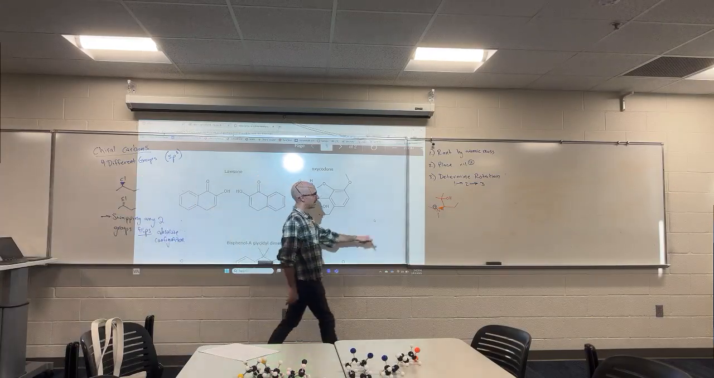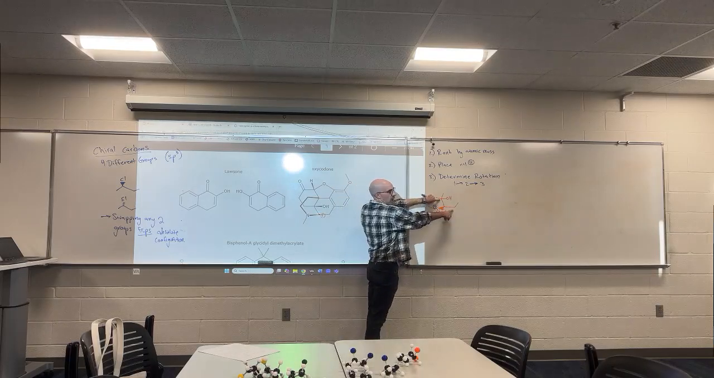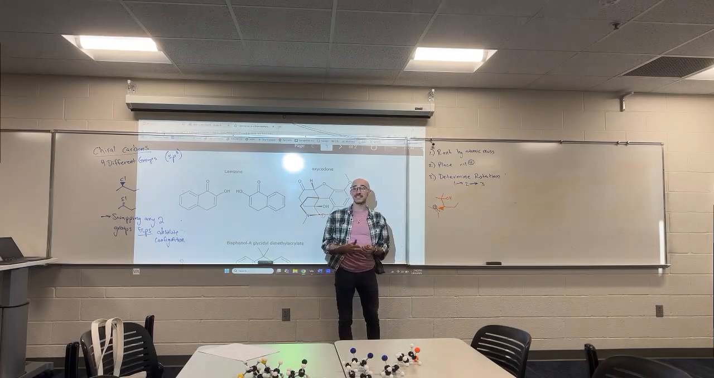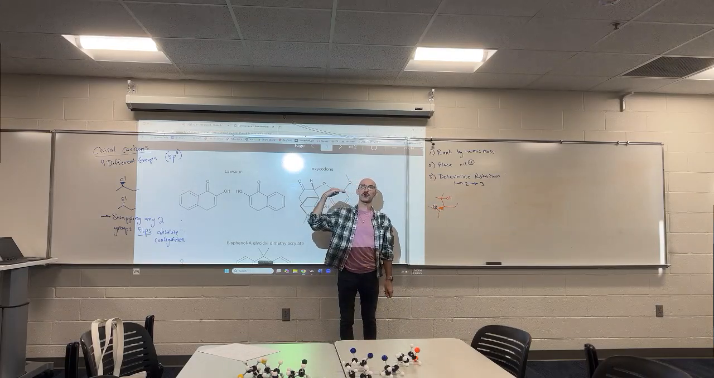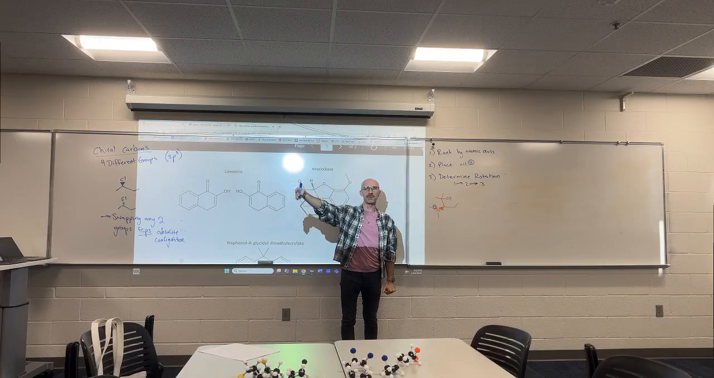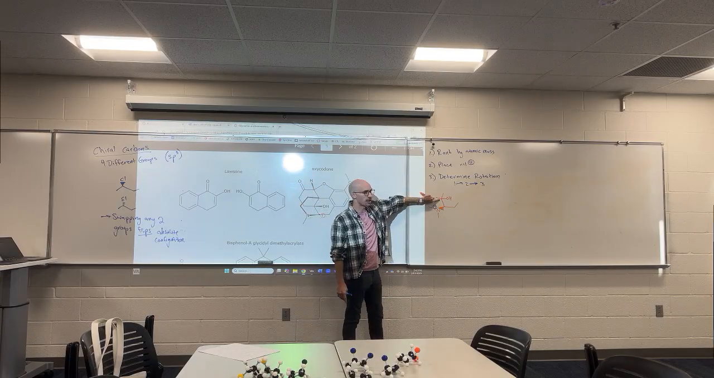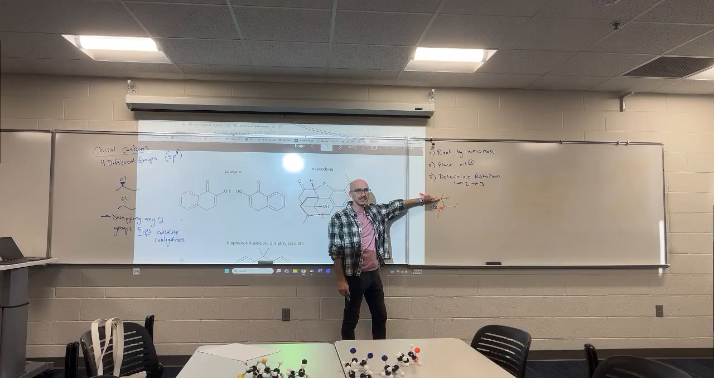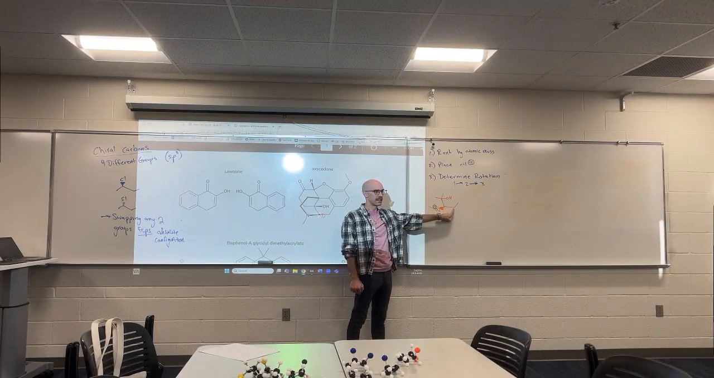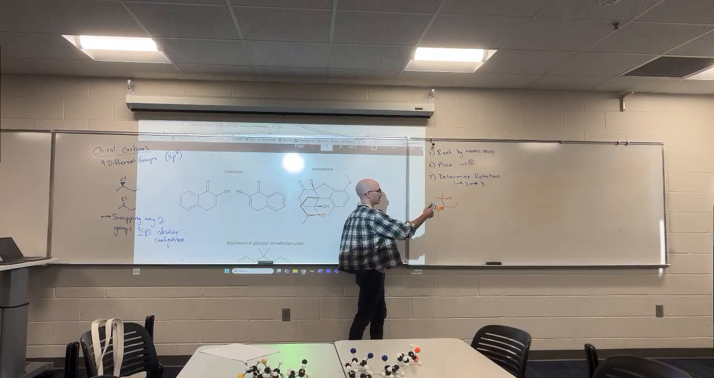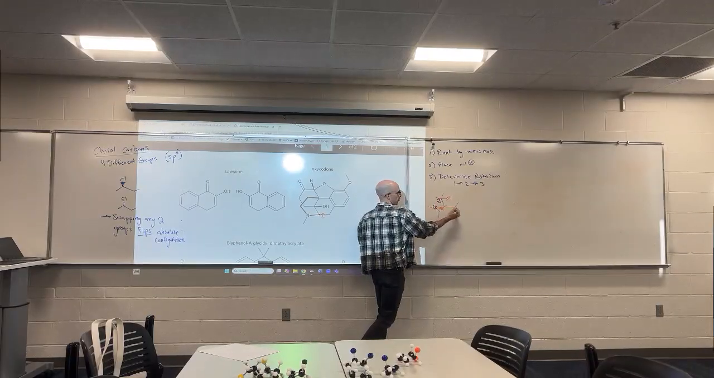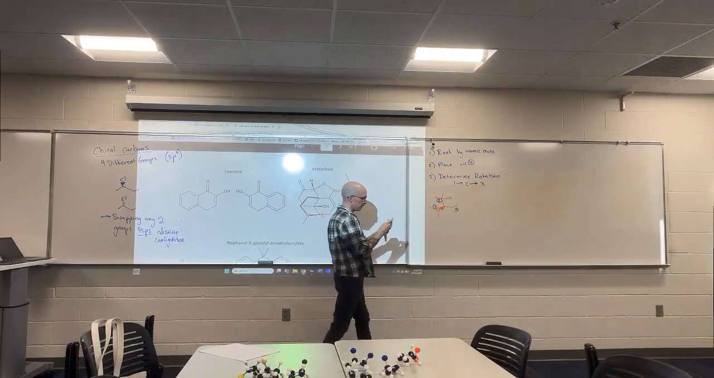Good. I'm stuck between carbon and carbon. Since that's not a point of difference, I need to look for the next highest atomic mass. From this carbon, the next highest atomic mass is oxygen. And from this carbon, the next highest atomic mass is carbon. So my highest atomic mass here wins out at oxygen. This is group 2. This is group 3.